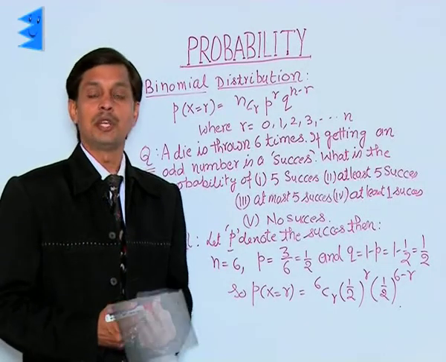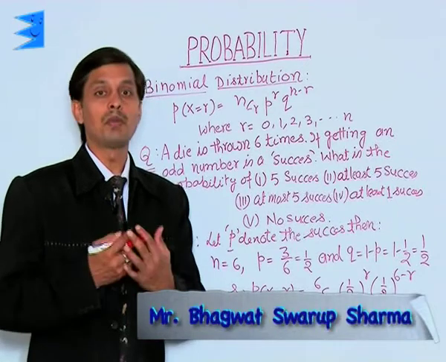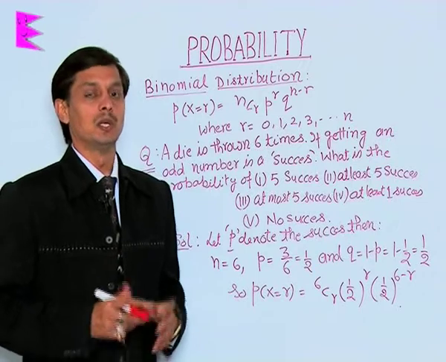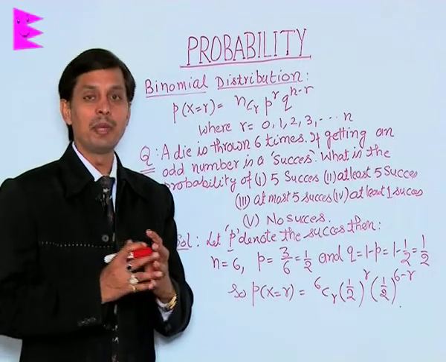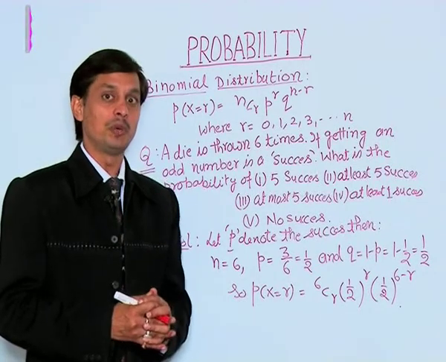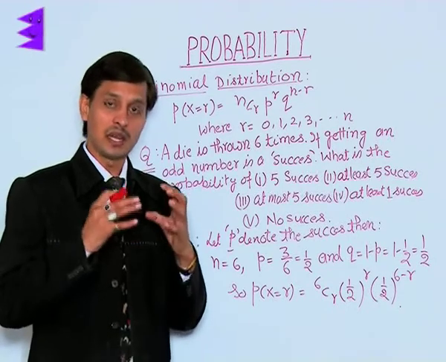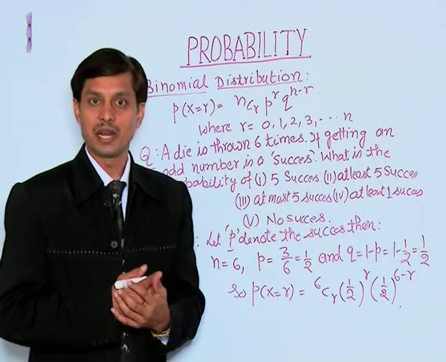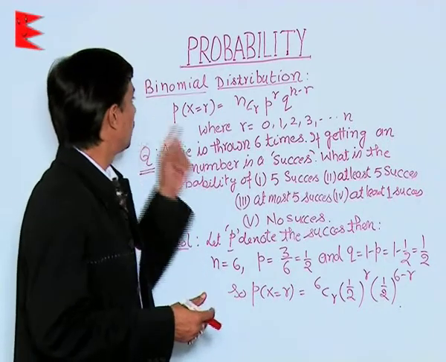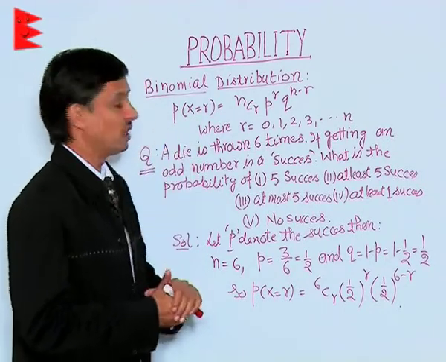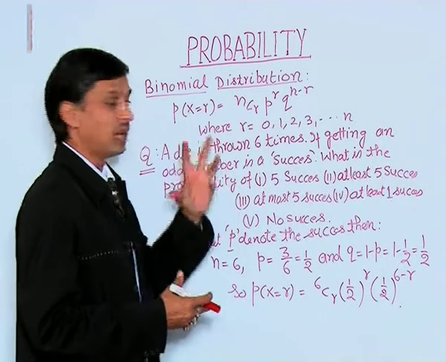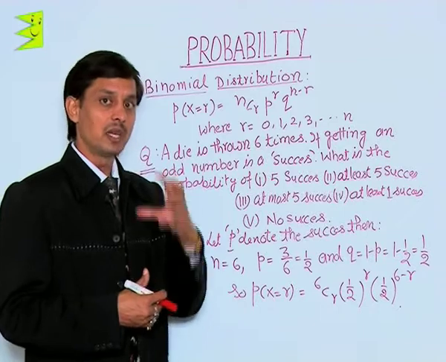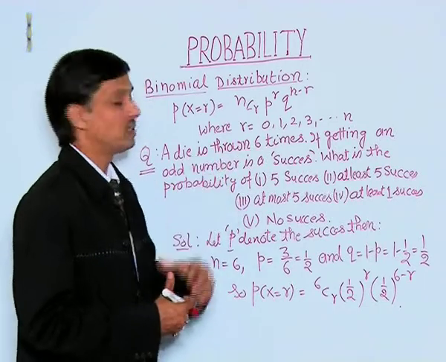Now I want to share with you the role of the binomial distribution in the problems of probability. Actually, these problems are applied only if we have a large number of trials. Suppose X equals r is the probability of getting the random variable X, how many times it is required as r, and n is the number of trials.